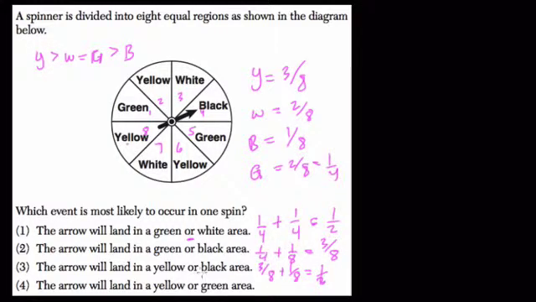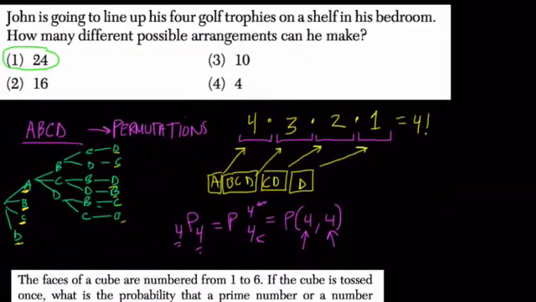But anyway, yellow or green? Well, yellow is 3/8, and green is 2/8. It's 5/8. All right, so that's the most likely. Choice 4. Okay.